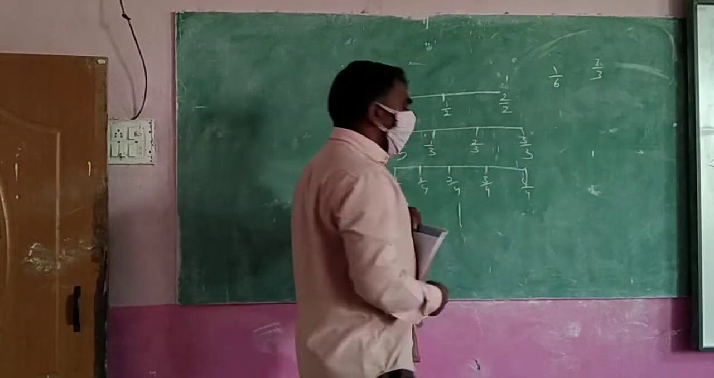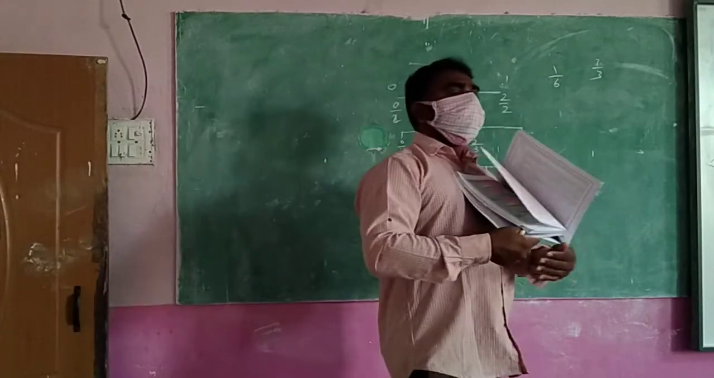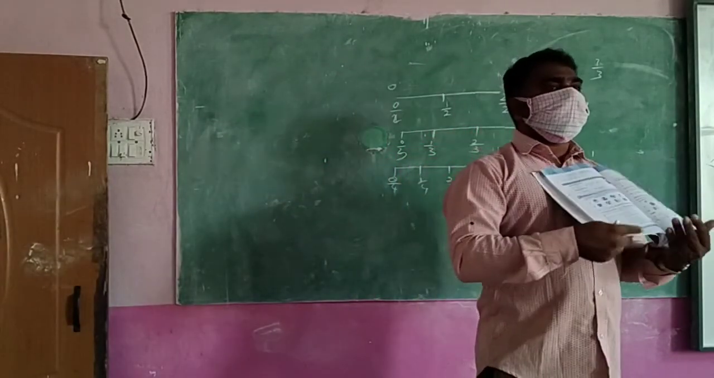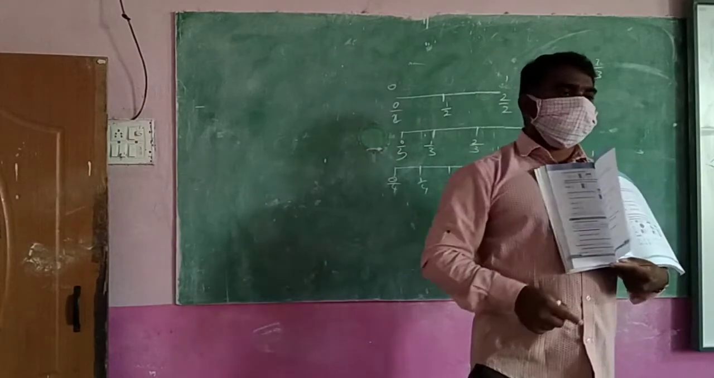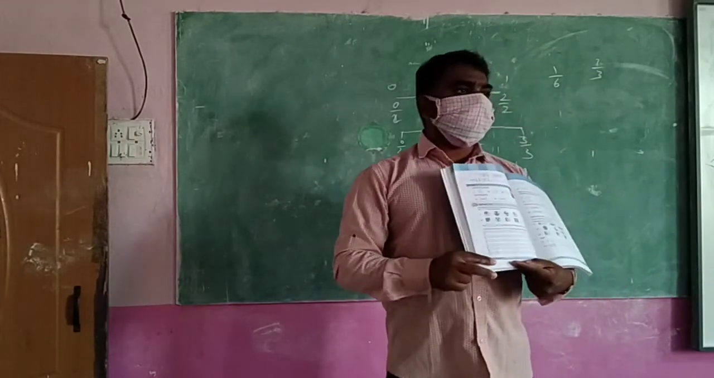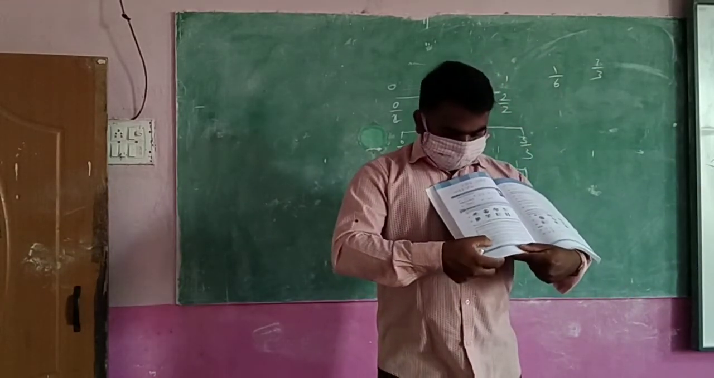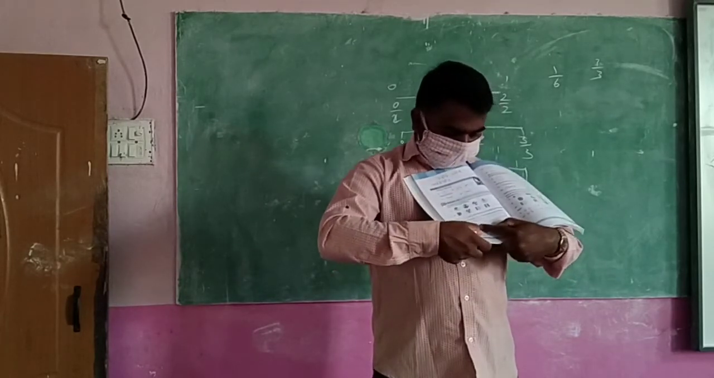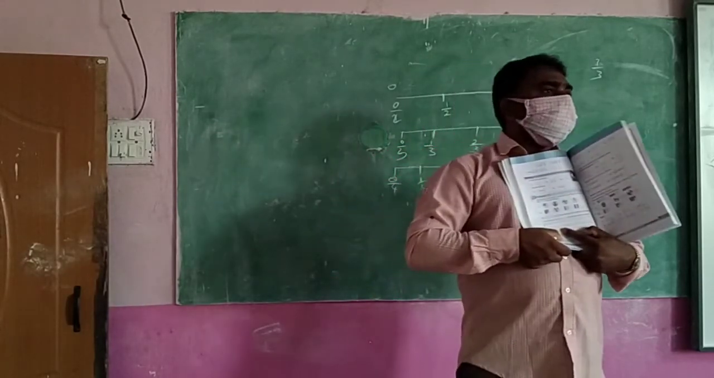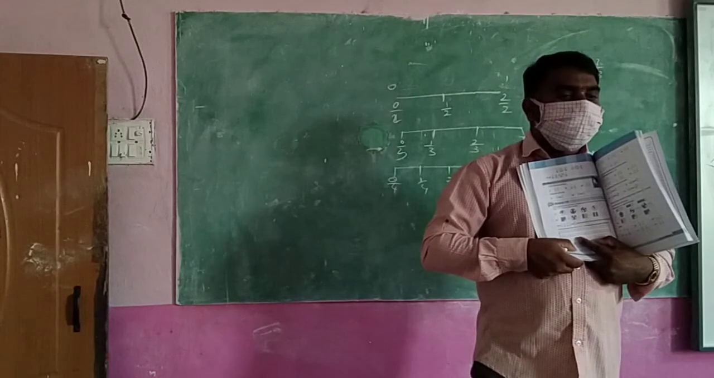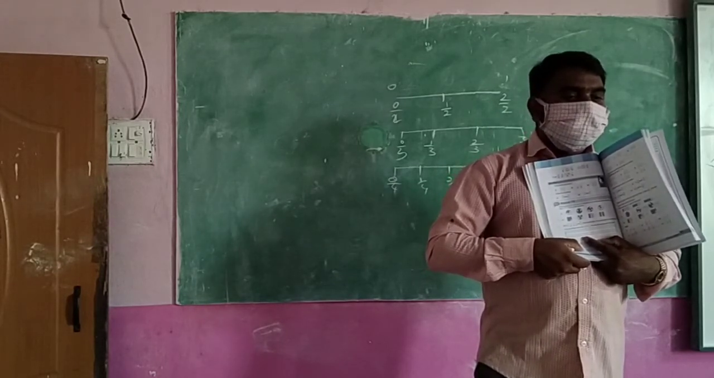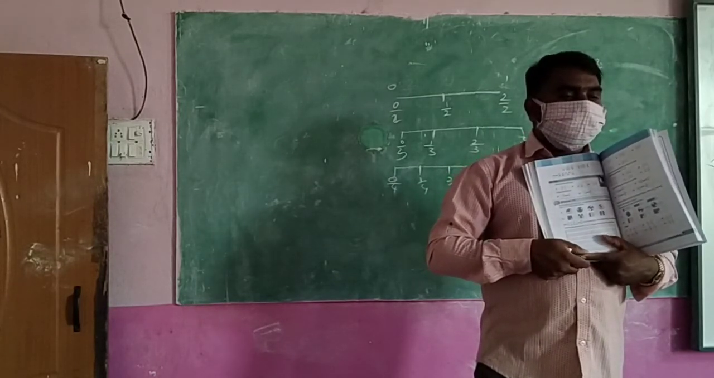In this line, here is the picture of them. You just see where 1 by 6 is and where 1 by 3 is. You mark it. Keep your hand there. Where is 1 by 6? Where is 1 by 3? 1 by 6, 1 by 3. You'll mark it somehow there. Where is 1 by 6?